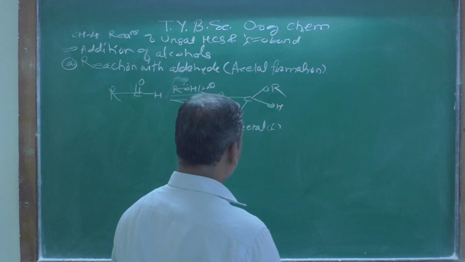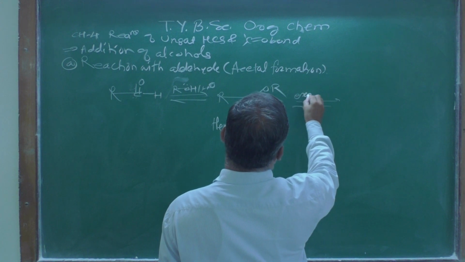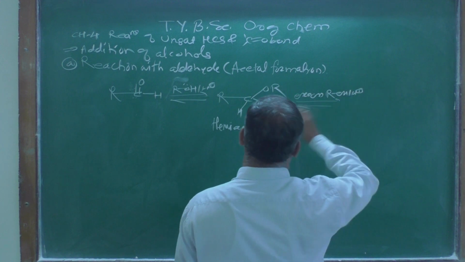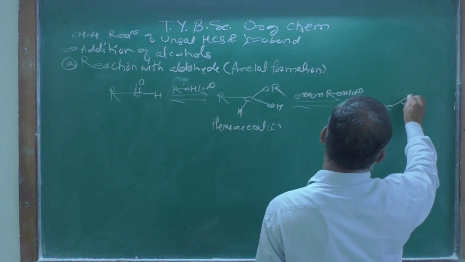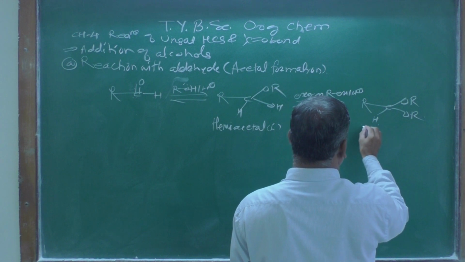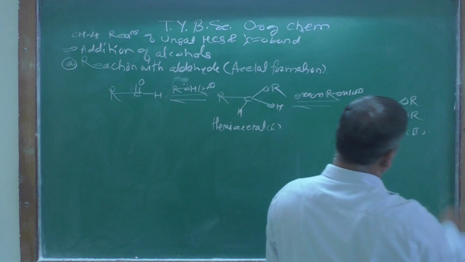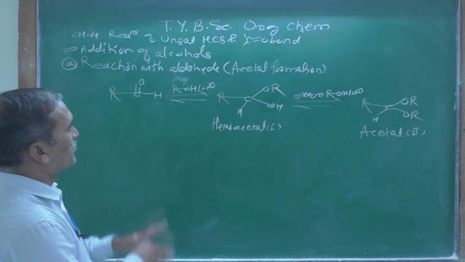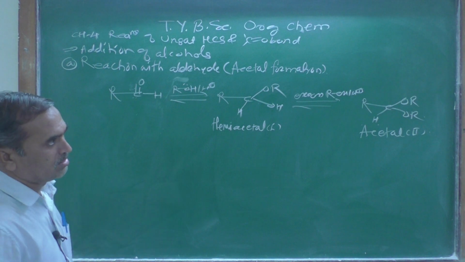So this is a hemiacetal, and when it is further treated with an excess amount of that alcohol in the presence of acid, you are still going to get R C, here H, then OR, here OR. This is known as acetal formation. This is known as an acetal. So this is the general reaction. If you take R as formaldehyde, for example, you will get that type of acetal.